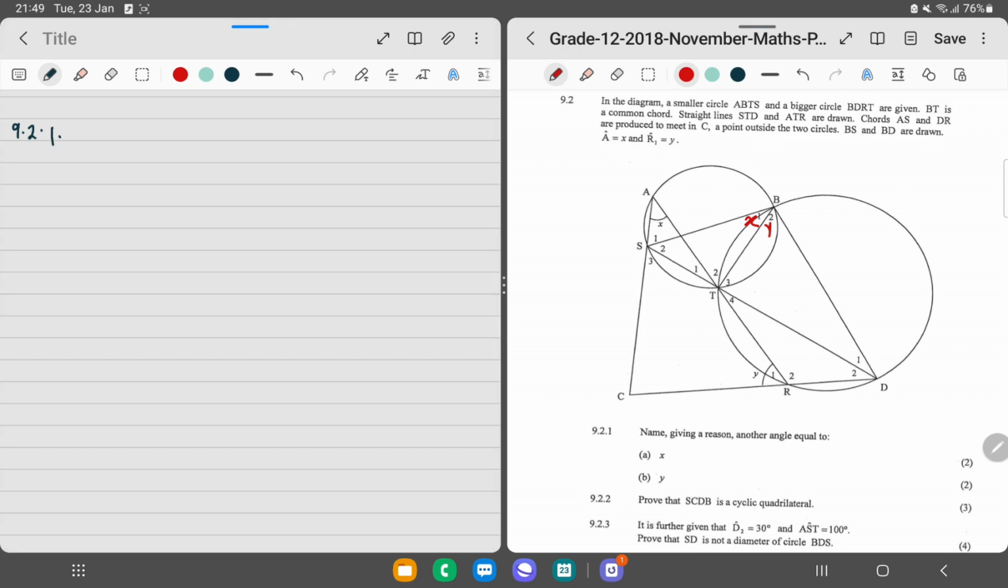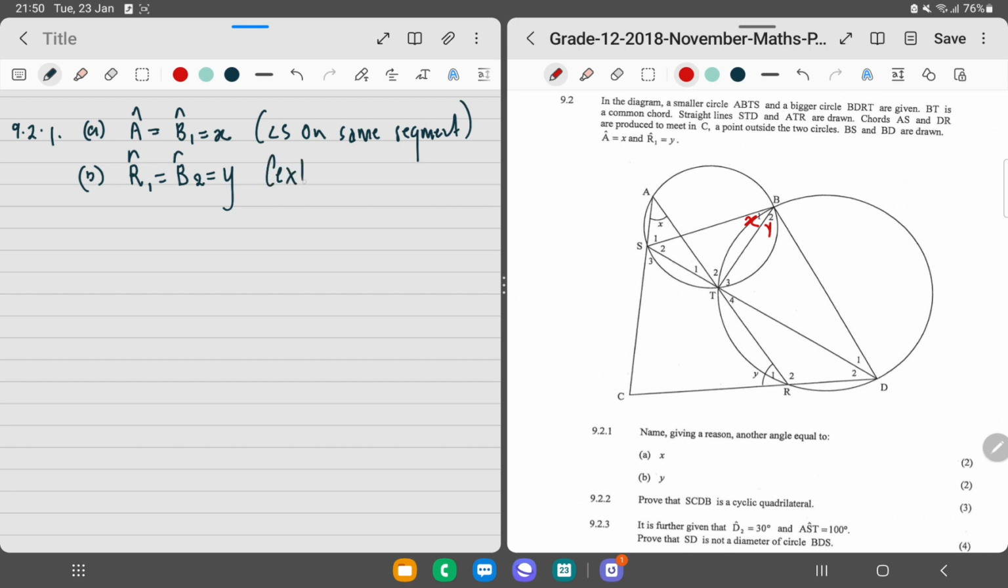9.2.1 A. Name, giving reasons, another angle equal to X. So you will say A is equal to B1, which is equal to X. And this is because of the angles on the same segment. And then R1 is equal to B2, which is equal to Y. And this is because of the exterior angle of a cyclic quad.